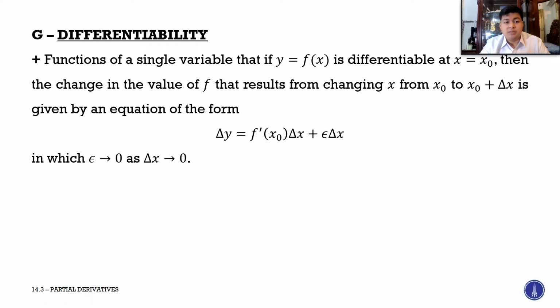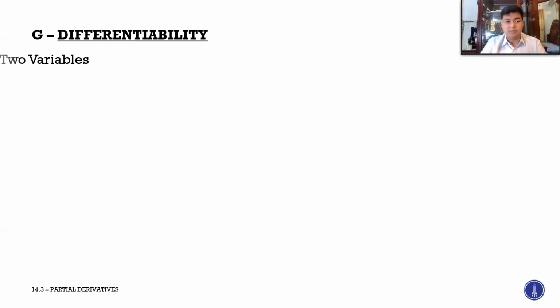In this next point, which is differentiability, which is mostly theorems, I'm going to show you all these. The first one is for a function of a single variable: if y equals f of x is differentiable at x equals x sub 0, then the change in the value of f that results from changing x from x sub 0 to x sub 0 plus delta x is given by an equation of the form delta y equals f prime of x sub 0 delta x plus epsilon delta x, in which epsilon approaches 0 as delta x approaches 0.